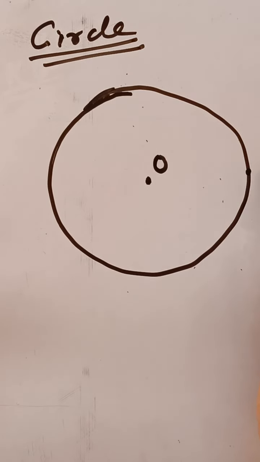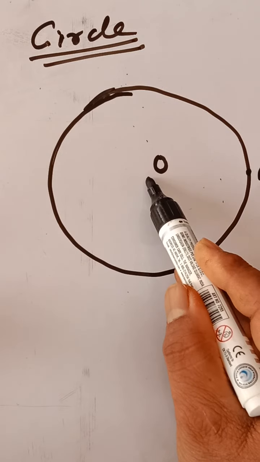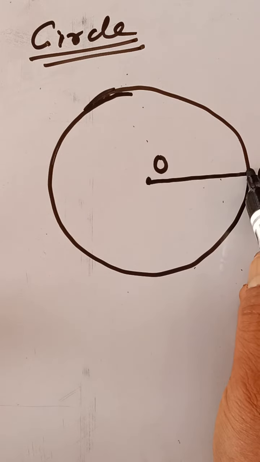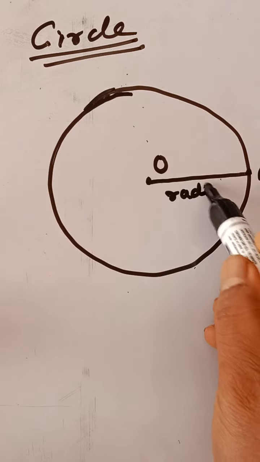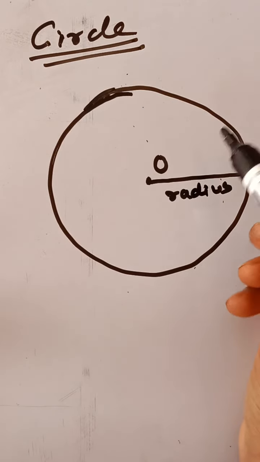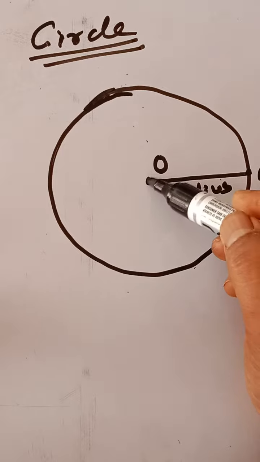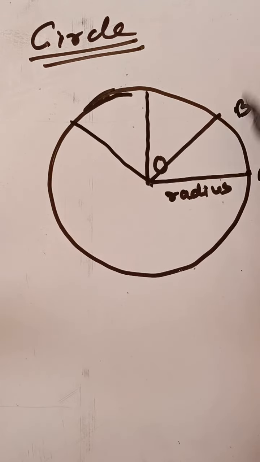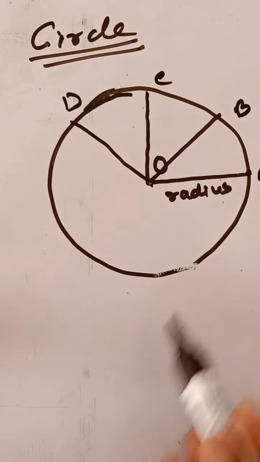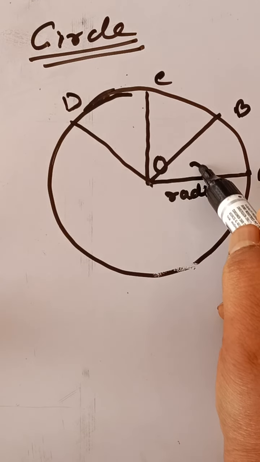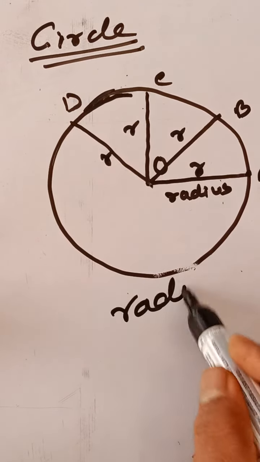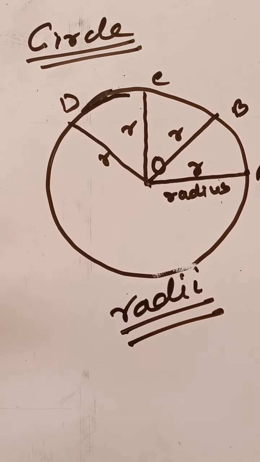If we take any point, suppose it is A, on the circle and join OA, this line segment from center to the point on a circle is called radius. A circle has infinite number of radii. We can draw infinite number of radii on a circle. All these radii are of equal length. Here OA, OB, OC and OD are radii. Radii is plural of radius.